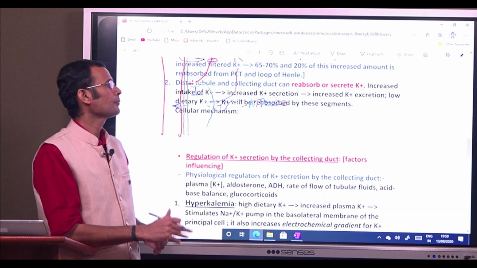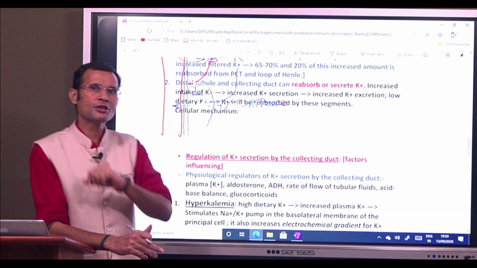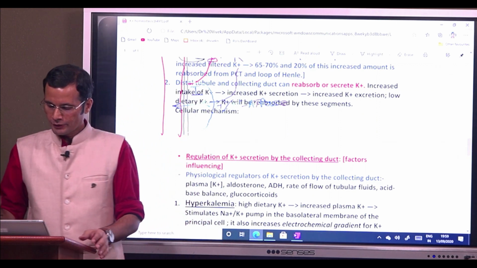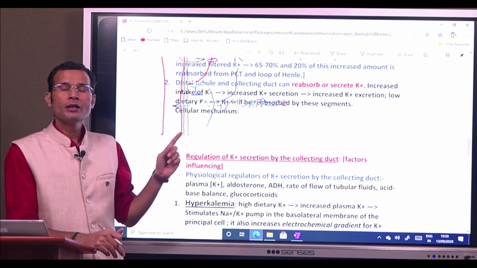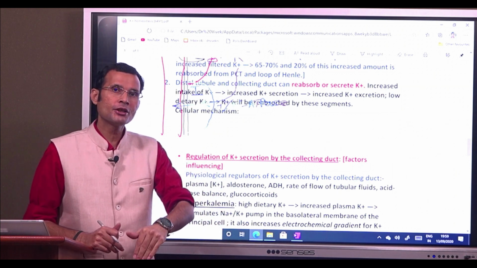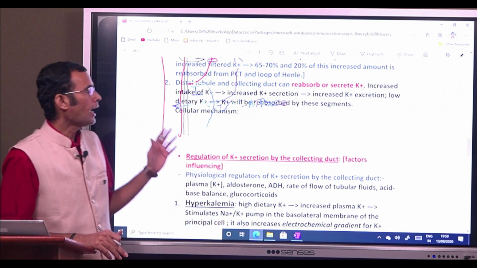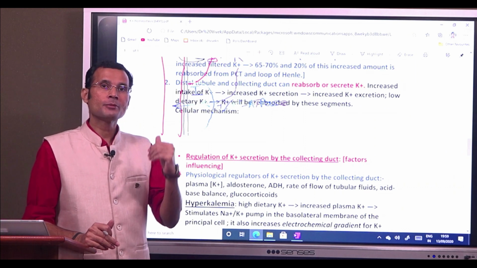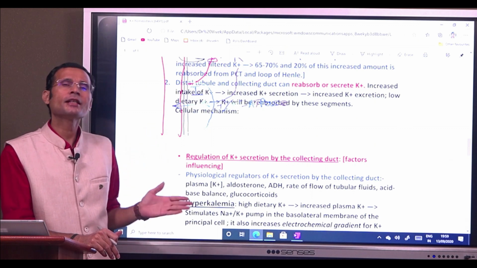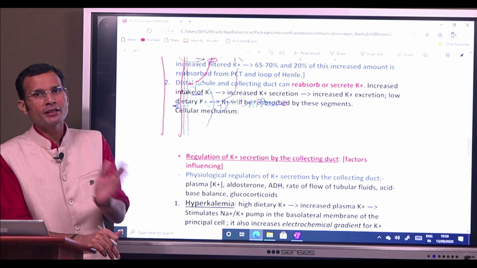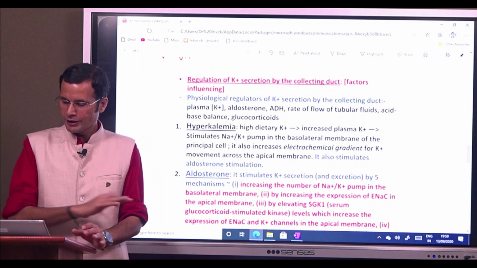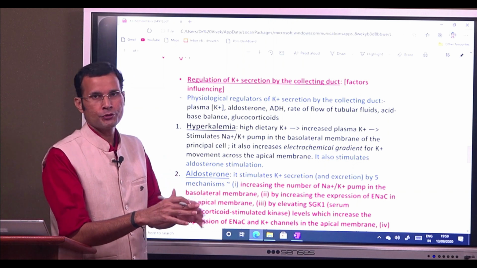So if there is increased intake of potassium, for example, if the intake in the diet has increased, then that means there will be increased potassium in the ECF. So more potassium filtered at the glomerulus. Also, there will be increased potassium secretion by the collecting duct. Collecting duct will secrete more potassium and potassium will be excreted into the urine. Remember, so collecting duct is the place which will finally decide.